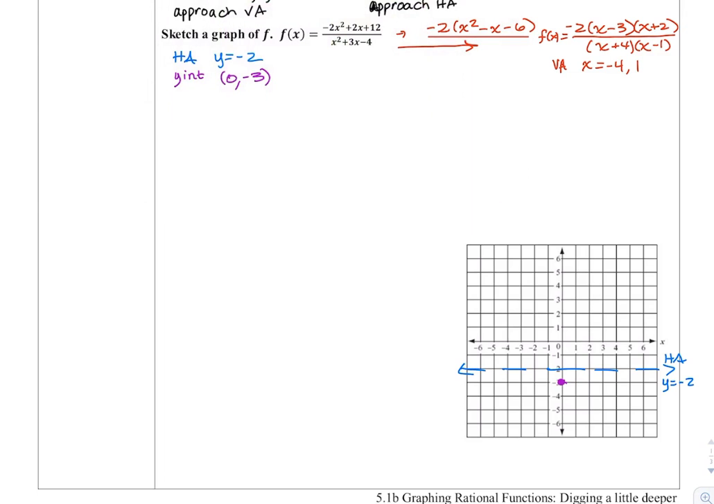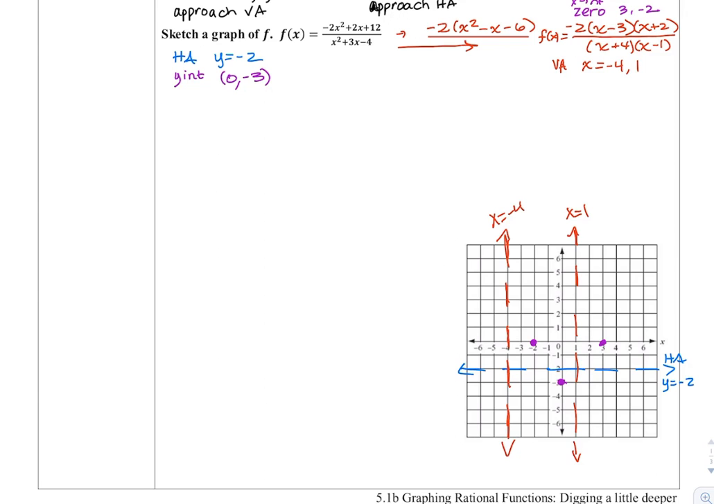So switching to purple, we'll look at our zeros. Those are coming from our numerator. So our zeros are 3 and -2. Those will be our x-intercepts. So let's graph those, 3 and -2, and then I'll go grab my red pen and we'll graph our vertical asymptotes at -4 and 1. All right, so there we have that information there.